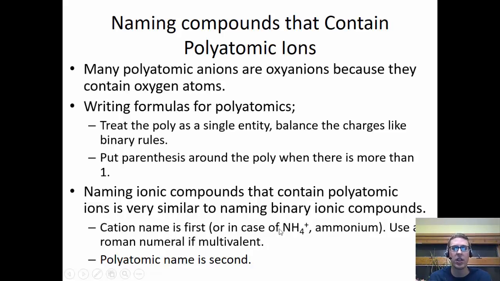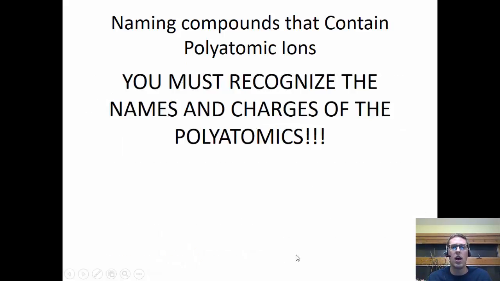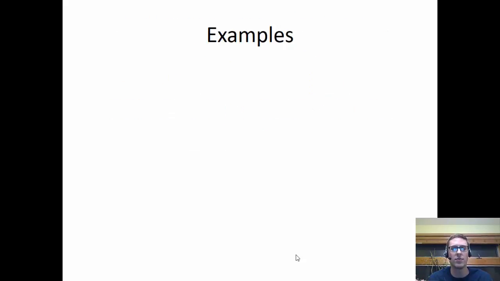And naming ionic compounds that contain polyatomic ions is very similar to naming binary ionic compounds. The cation name is first, or it could be NH4+. Again, that is a cation, but usually it's going to be a calcium or a magnesium or a manganese. But you're going to use a Roman numeral in the case of manganese because remember, manganese is multivalent. It has multiple charges. And just remember, recognize the names and charges of the polyatomics. You want to get familiar with that. You want to think acetate, hydroxide, carbonate. And know that I'm not just talking about a carbon ion or a chlorine ion when I'm talking about chlorate.